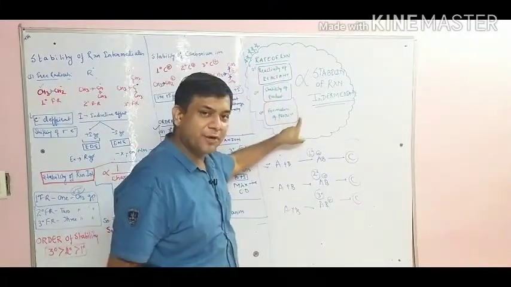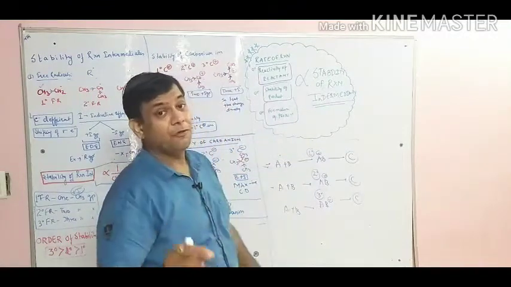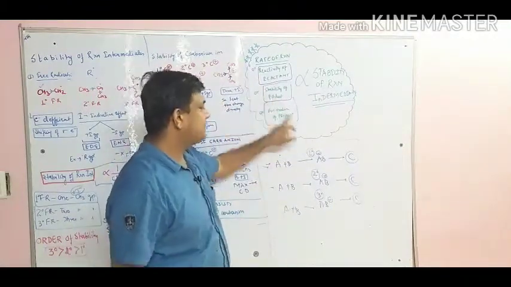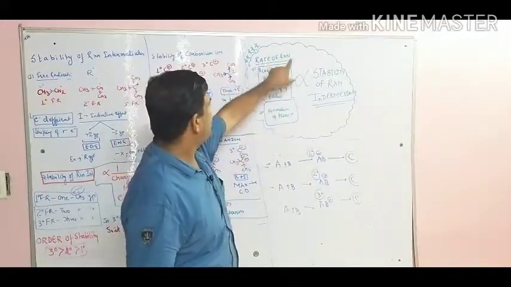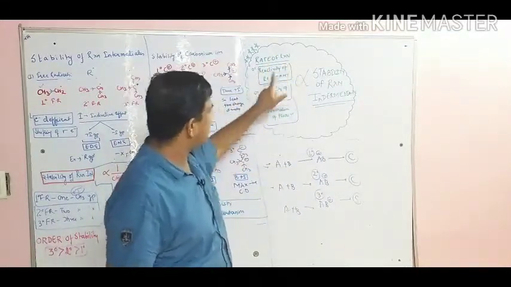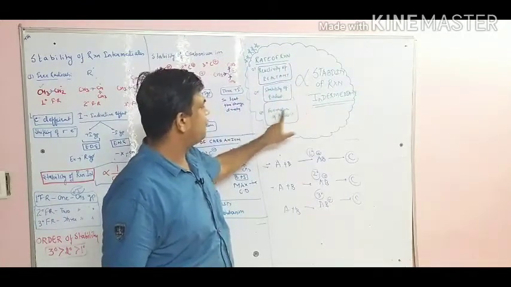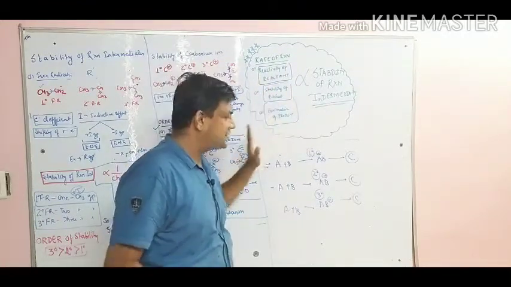Either we say the rate of the reaction, or the reactivity of the reactant, or the formation of the product, and that product will form earliest which is maximum stable. So these four lines are connected together: rate of reaction, reactivity of the reactant, stability of the product, or formation of the product. All these four lines are relevant.